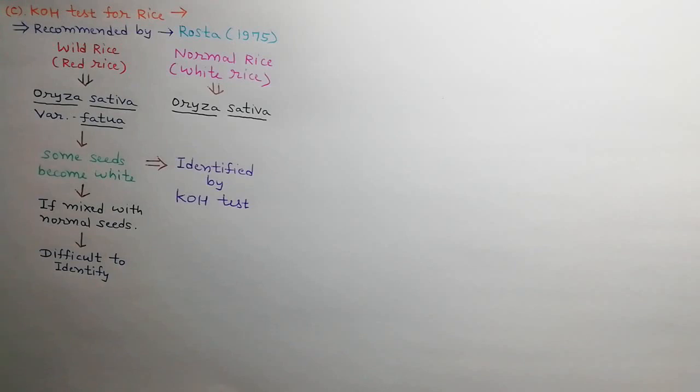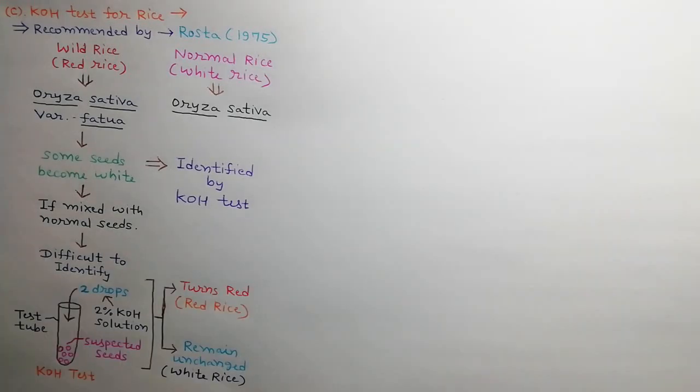The seeds of wild rice or red rice, Oryza sativa variety fatua, are red in color, but sometimes some become colorless or white. If such seeds are mixed with normal rice seeds, they are difficult to identify. To identify such seeds, Rosta in 1975 recommended the KOH test. In this test, the suspected seeds are placed in a test tube and 2 drops of 2% KOH solution are added, which turns red in the presence of grains of red rice and remains unchanged in the presence of white grains of normal rice.